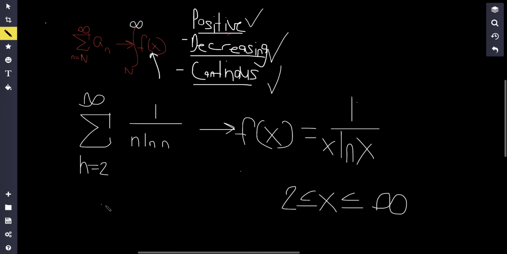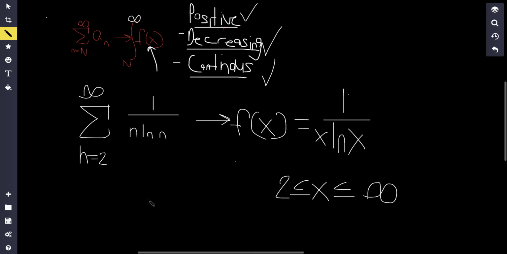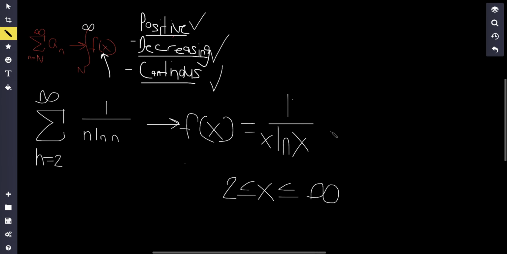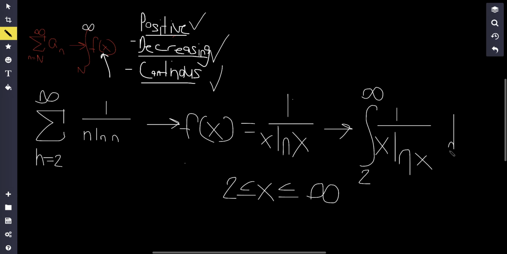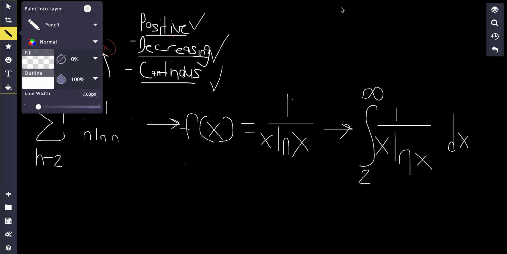So we're going to create the integral now. This is going to be the integral from, in this case, n is equal to 2 to infinity. So we keep the same things as our series. And this is going to be for our function 1 divided by x ln of x dx. All right. I'm just going to get rid of that real quick.